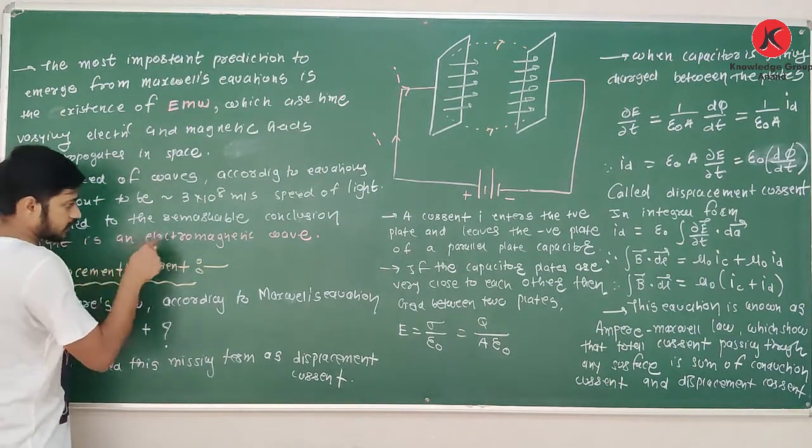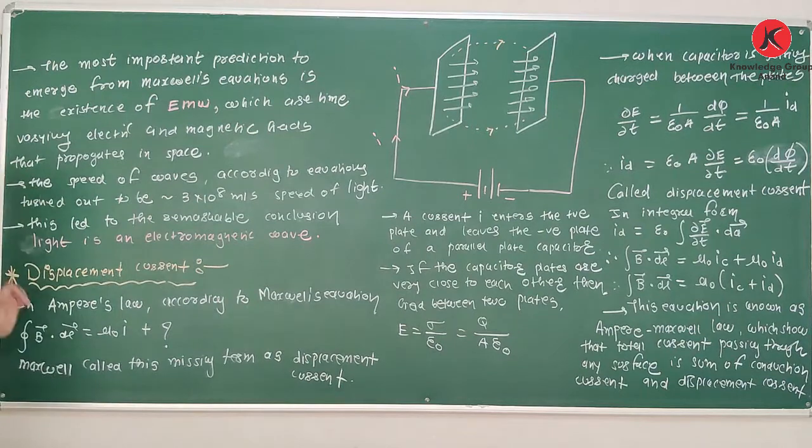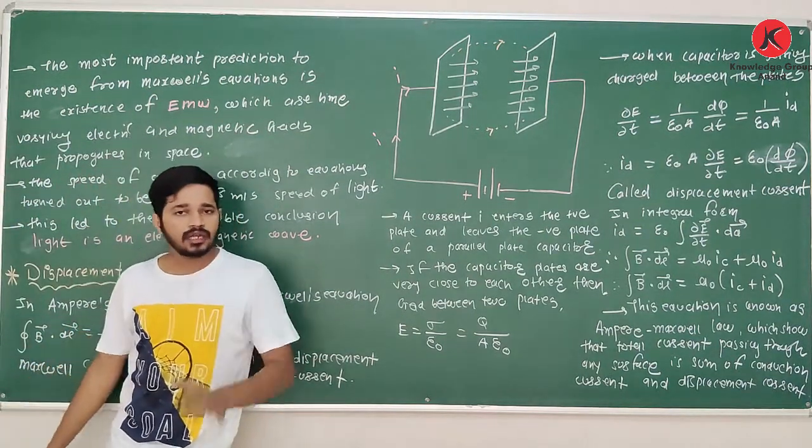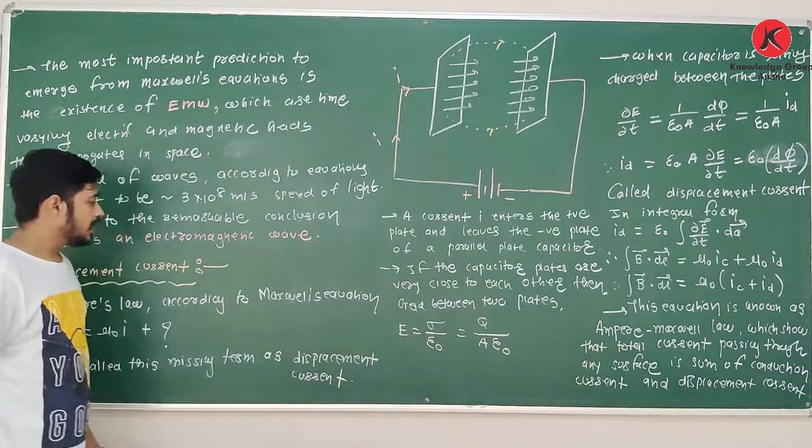Light is an electromagnetic wave. So yes, this point you have to remember. So yes, it is all about introduction. Now we will see the first theory of this chapter, which is displacement current.